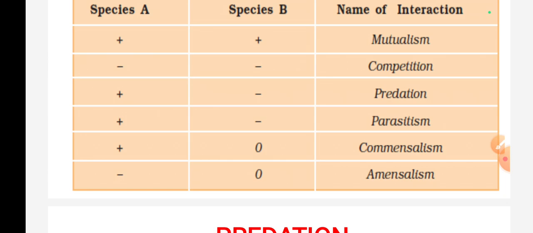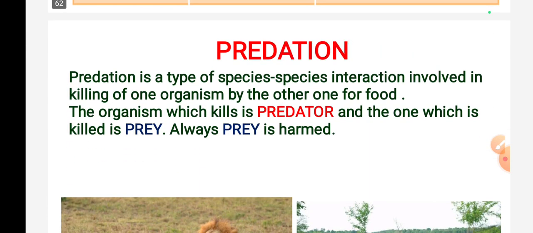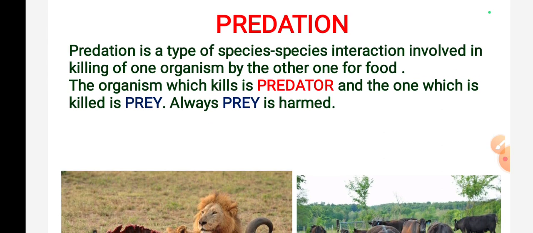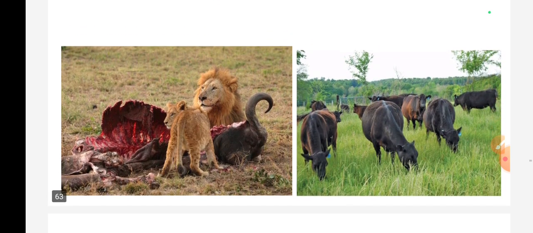Then species A is able to receive, but species B may or may not donate, zero is given. That's amensalism. Then predation. Predation is a type of species interaction involving the killing of one organism by another for food. The organism which kills is the predator, and the one which is killed is the prey. The prey is always harmed.